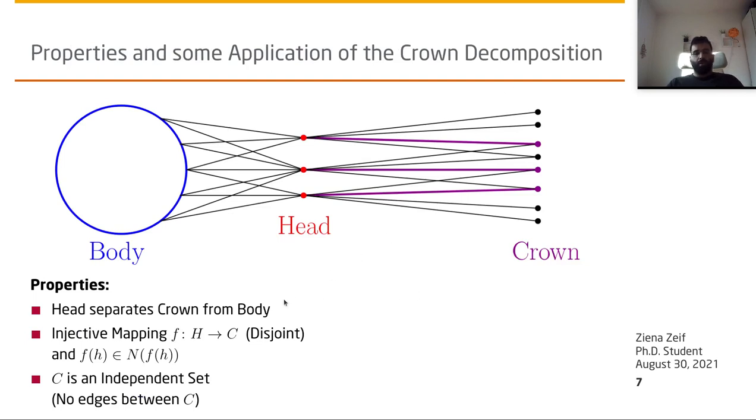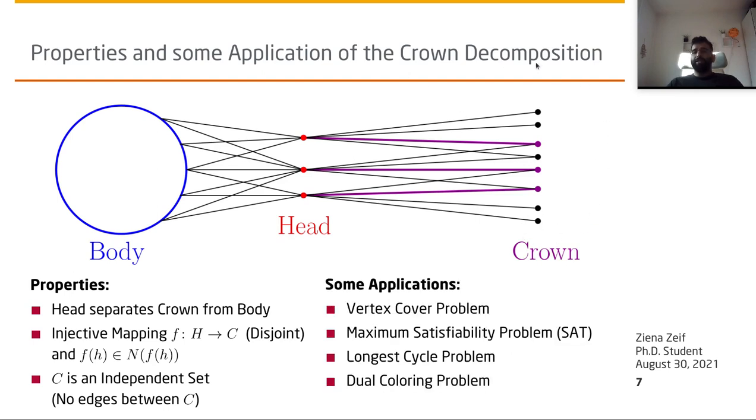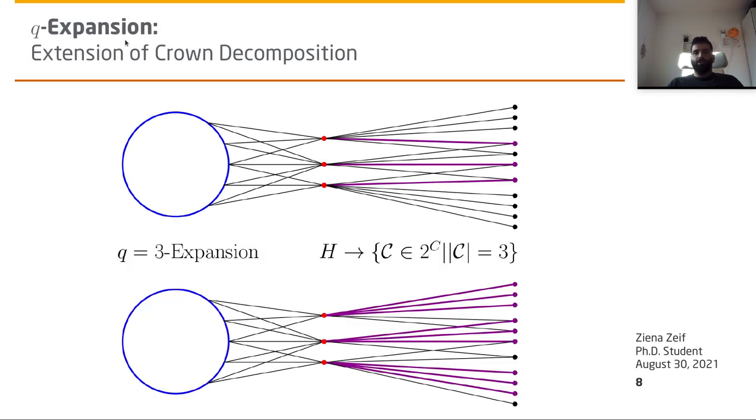We decompose our graph into a body, head and crown part where the head separates the crown from the body. We want to have an injective mapping from the head vertices to the crown vertices such that we always have an edge in between. And we want the crown vertices to form an independent set. The classical crown decomposition also finds some other applications besides the vertex cover problem, but let's go further with the next crown decomposition called q-expansion.